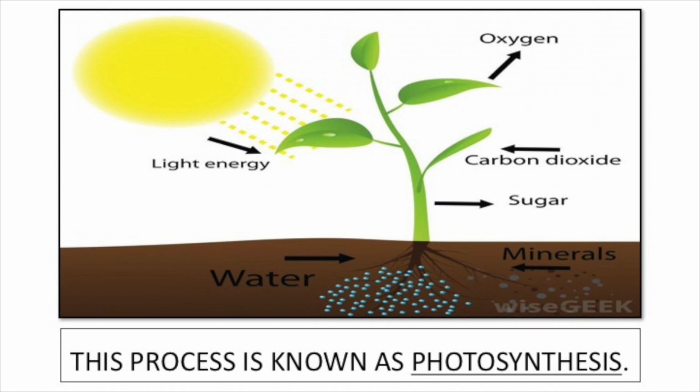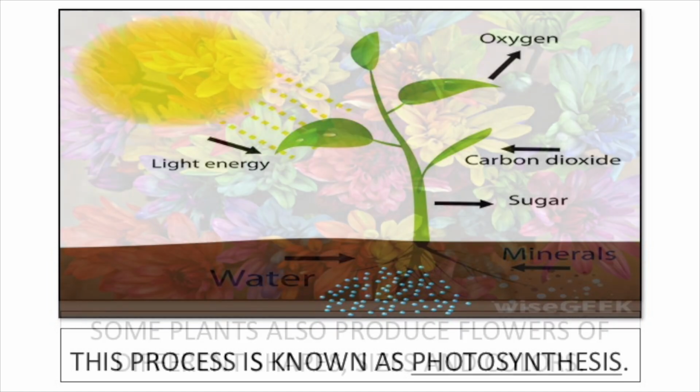And the other good thing about plants is that plants produce oxygen. What do we need to breathe? We need oxygen. Okay? The plants produce oxygen that we need. And when we breathe out, we produce carbon dioxide that the plants need. So together, plants and humans help each other. They produce the air that we need, and we produce the air that they need.